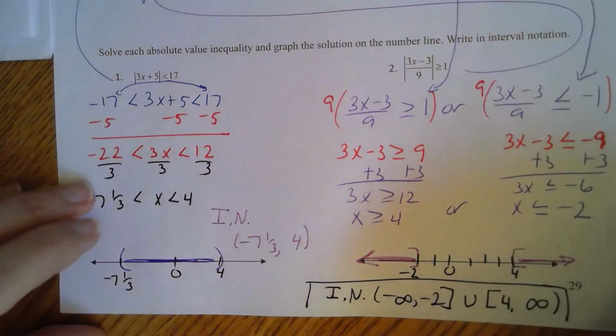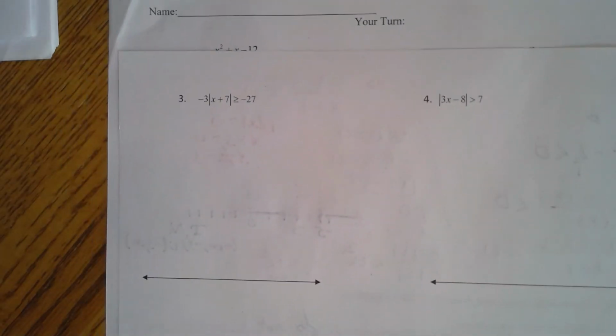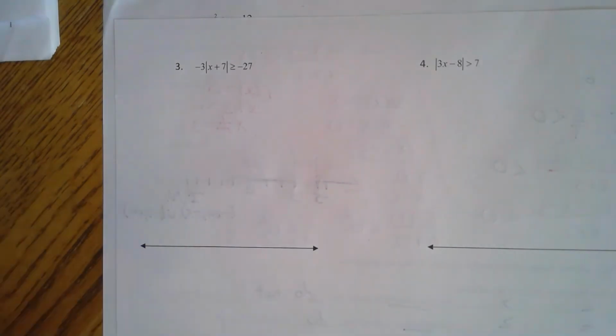All right, so on the next page, page 30, we have a couple more problems to try. We have a greater than or equal to, but as you can look at number 3, you'll see that it is definitely not isolated first. So be careful with this one.